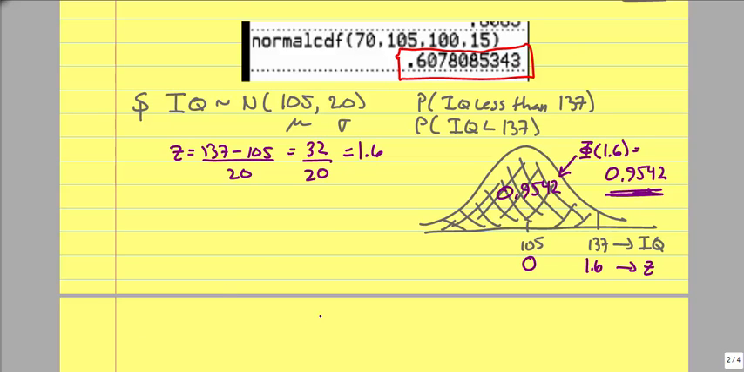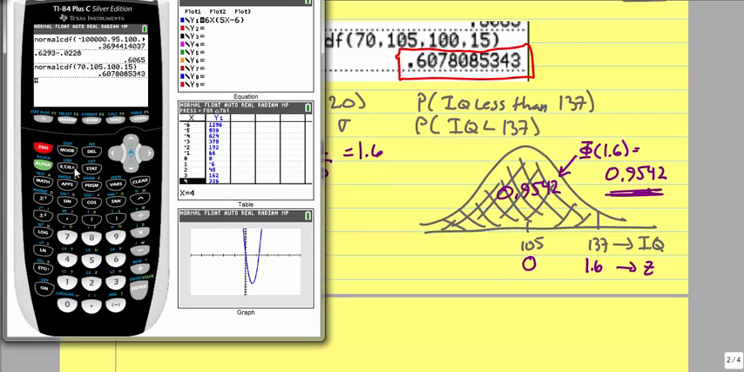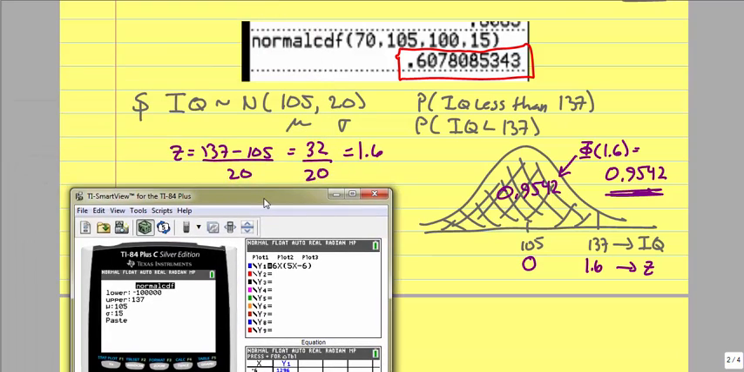Okay, so now for a calculator approach, we do second DISTR, normal CDF. Now the lower here is going to go clear toward negative infinity. So you need to choose a negative, very large number. I use 100,000, that usually seems to work fine. And then my upper bound right here goes clear up to 137. I don't have to put in my standardized value. I can just use the mean and the standard deviation that was given. 105 is the mean that was given, and my standard deviation in this case was 20.